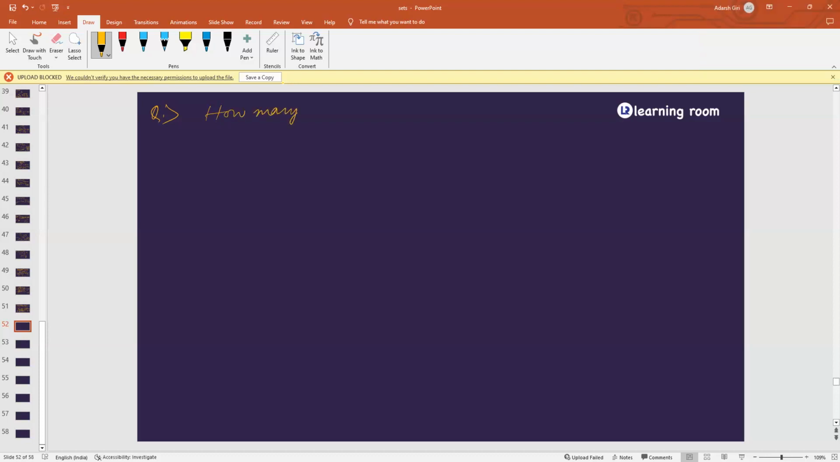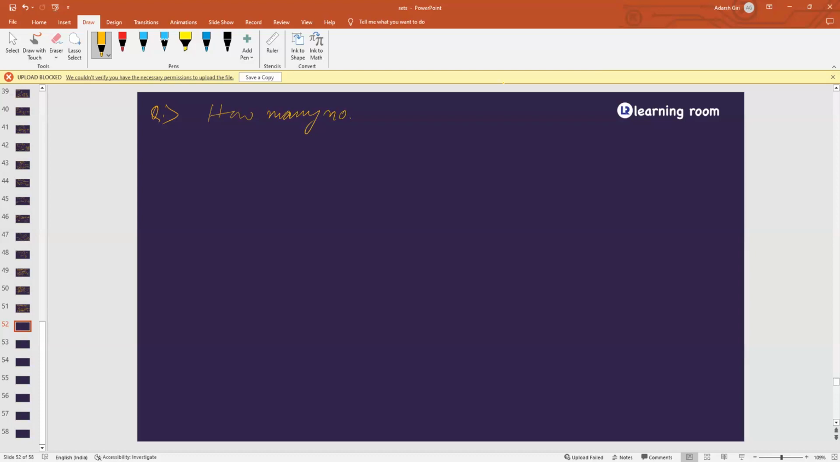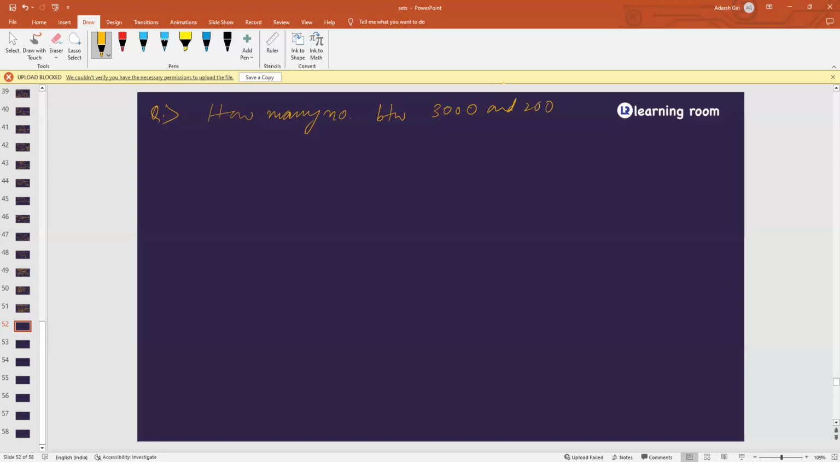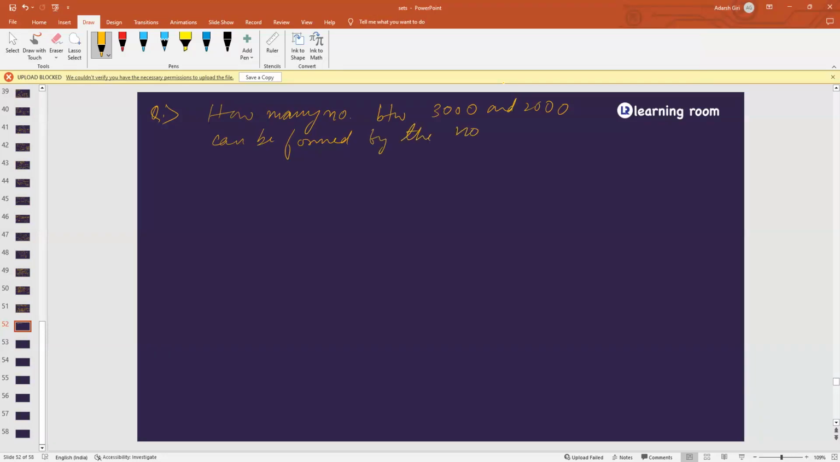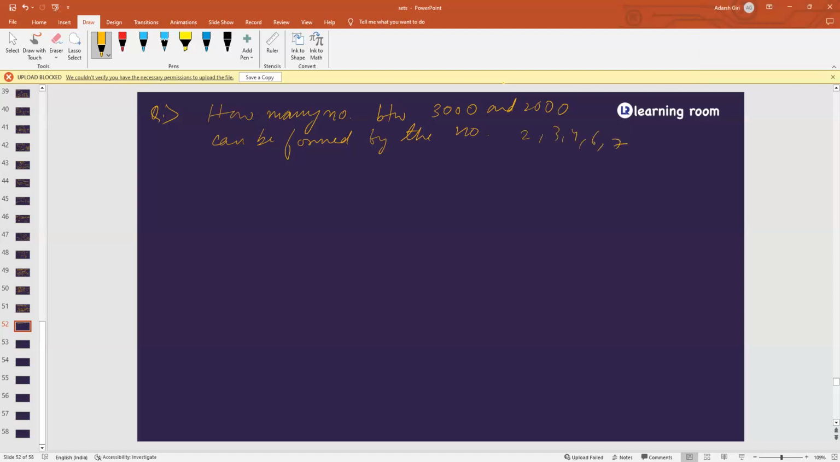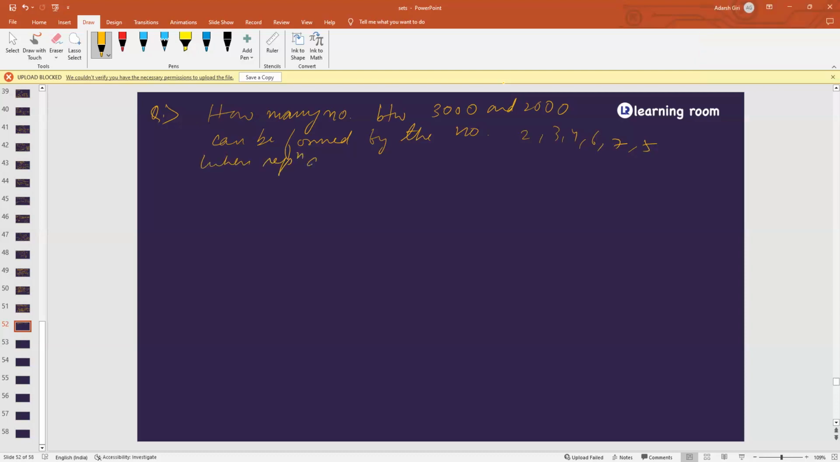How many numbers between 2000 and 3000 can be formed by the numbers 2, 3, 4, 6, 7, 5 when repetitions are not allowed?